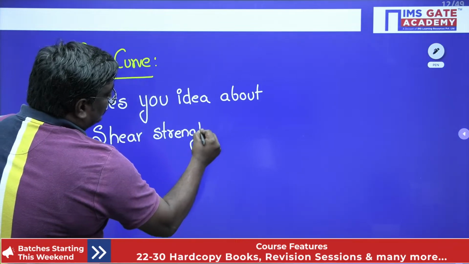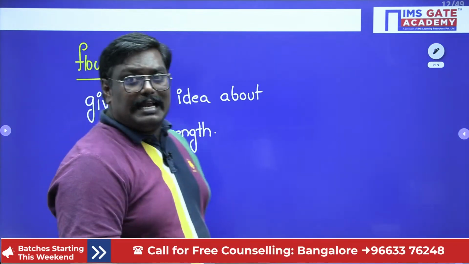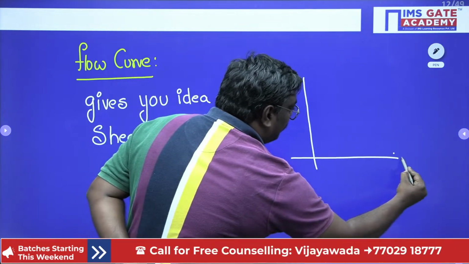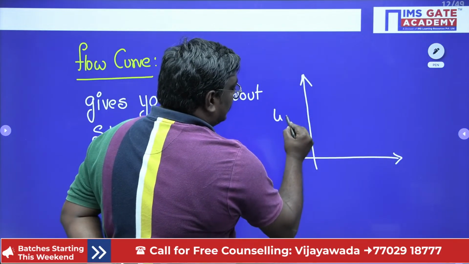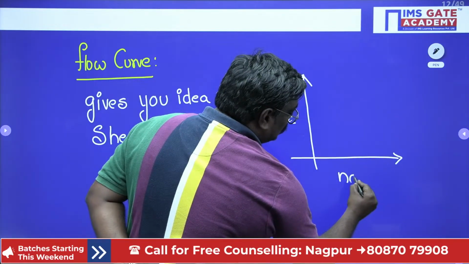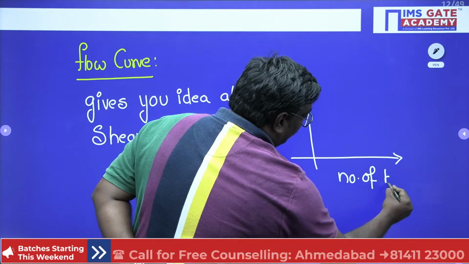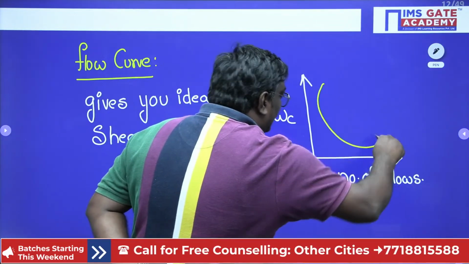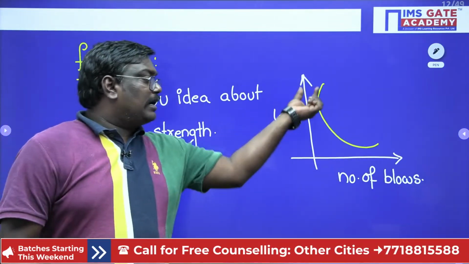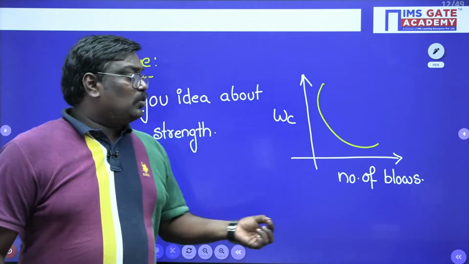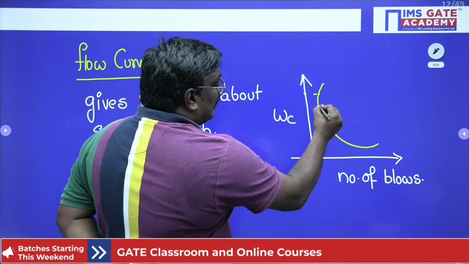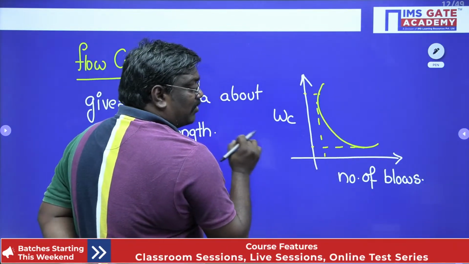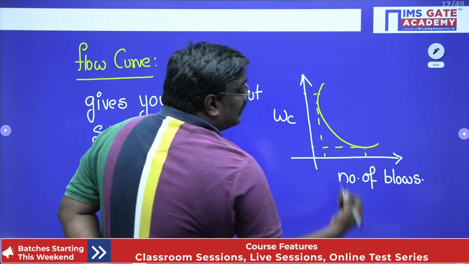Now, my dear students, how do you find out the flow index? See students, if I draw a graph between the water content and the number of blows, initially the graph seems to be like this. At different water contents and different numbers of blows, the higher the water content, the lesser the number of blows. The lesser the water content, the higher the number of blows.